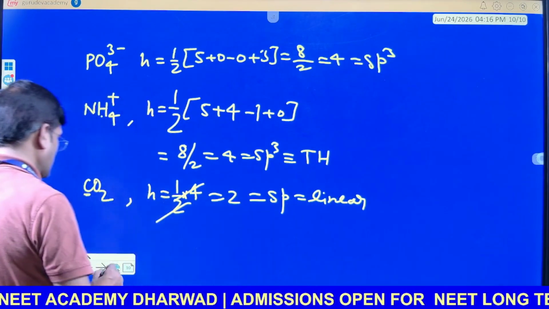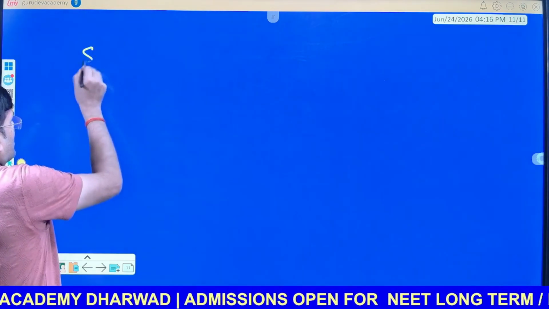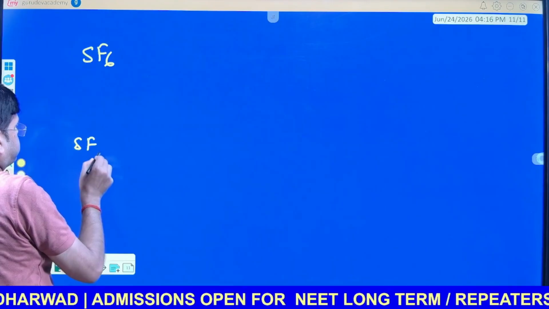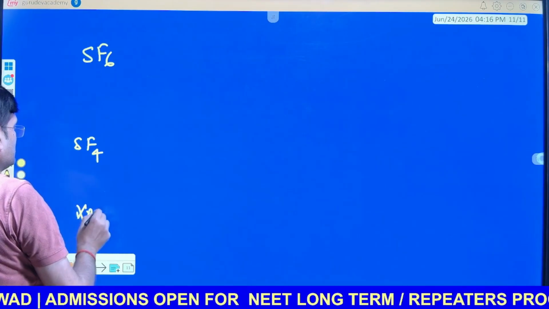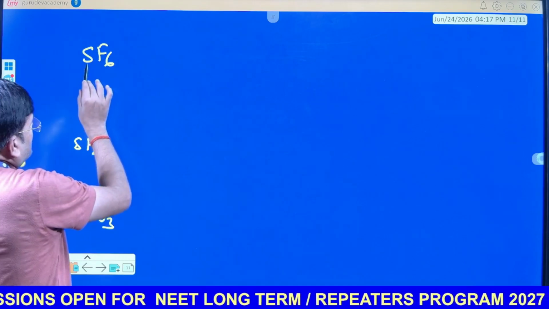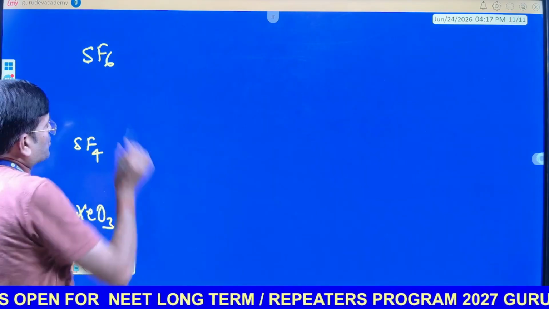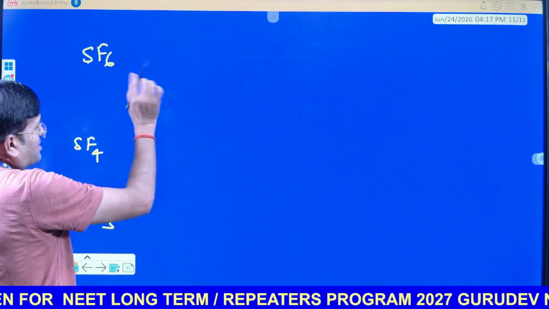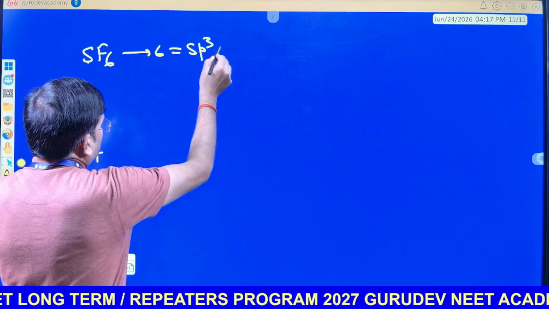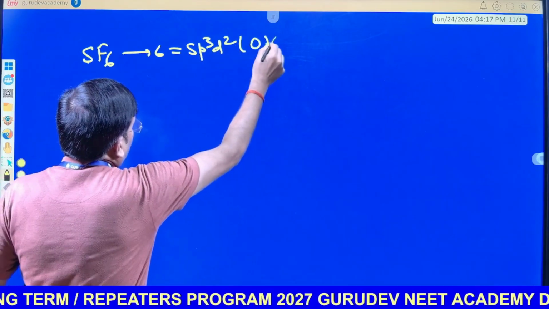Getting? Suppose you have one more example. SF6, SF4, XeO3. These are the 3 more examples. Find out for this one. In sulfur, valence electrons how much? 6. Monovalent atoms 6. So 6 plus 6, 12. 12 divided by 2 comes out to be 6. 6 means sp3d2, and sp3d2 means octahedral.